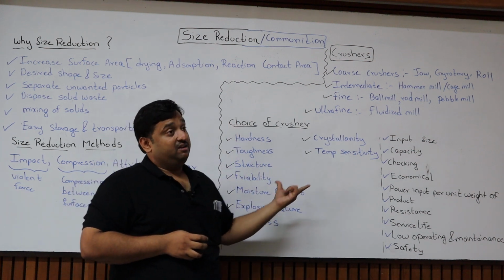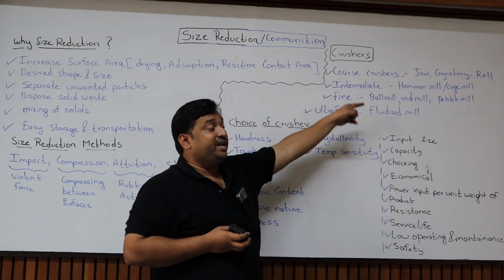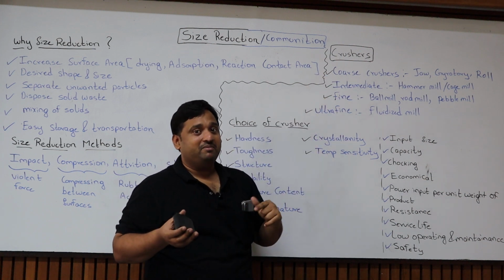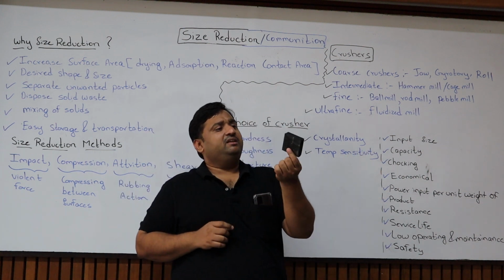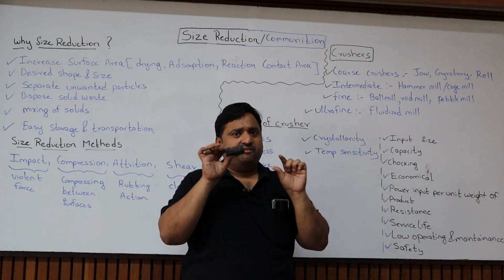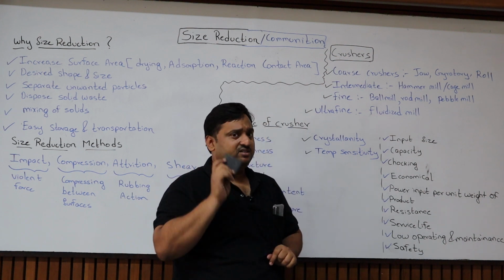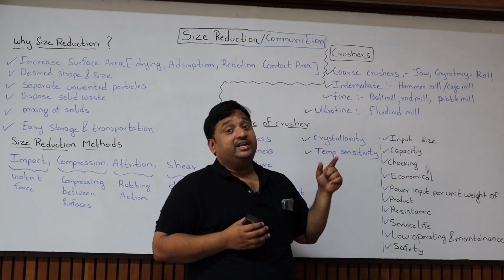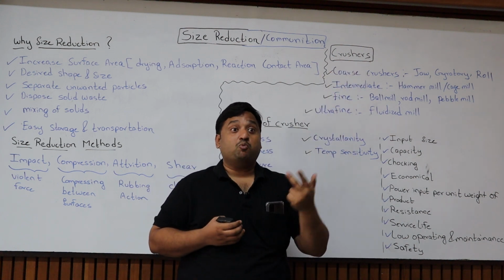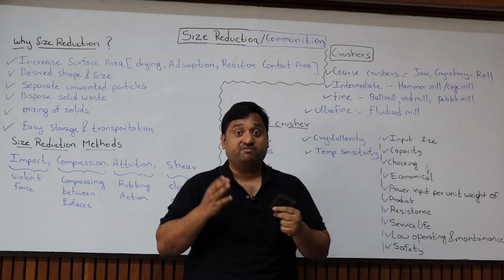Along with this, there are a few other aspects we have to look into before we choose any crusher, whether to go for a ball mill, hammer mill, jaw crusher, or roll crusher. Input size: what feed size am I dealing with? Is it 50 mm, 100 mm, 150 mm, 1000 mm? Capacity means what is the capacity of the mill: 1 ton per hour, 2 tons per hour, 3 tons per hour. That's called the capacity of the machine.